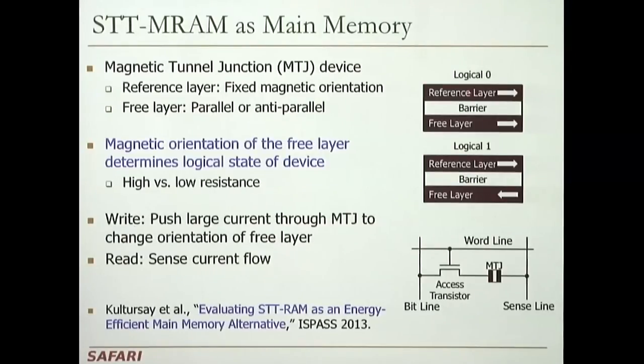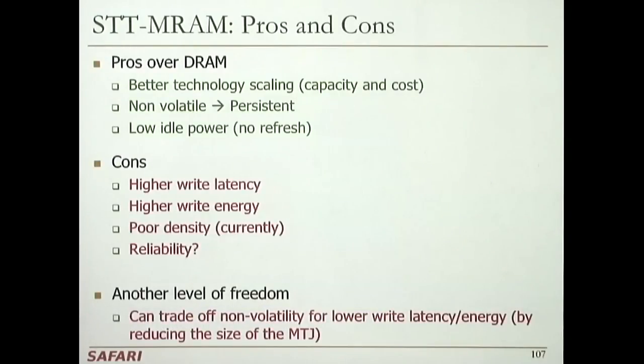Basically, you can encode a logical 0 or logical 1 based on the high resistance versus low resistance, right? So if you want to write to this device, you push large current through this magnetic tunnel junction device. Again, this looks like memory, right? You have an access transistor and a bit line. You push large current into this device to change the orientation of the free layer. And if you want to read it, you sense the current flow. So there are reading mechanisms that we're not going to go into. And you can read this paper as an example.